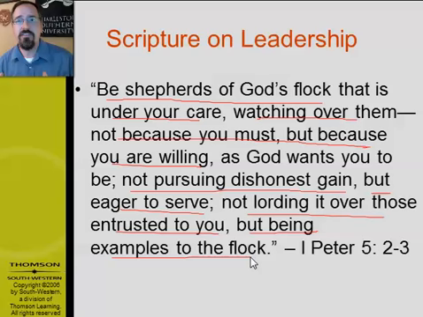If you do those kinds of things, you're going to have a much better time of it as far as dealing with the politics in the organization, because people are going to want to follow you because you're the kind of person that they'd want to follow.